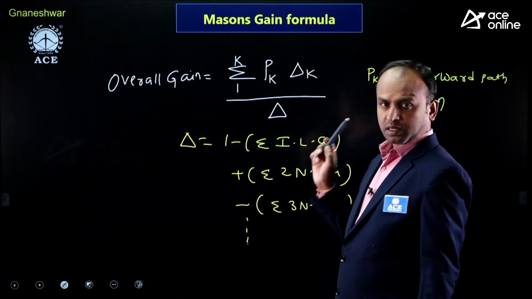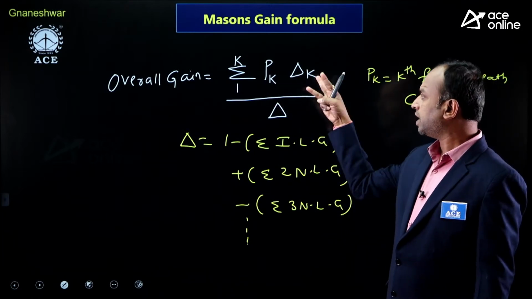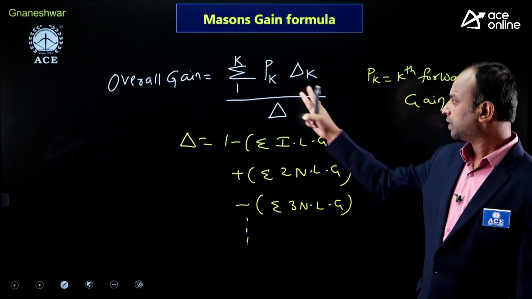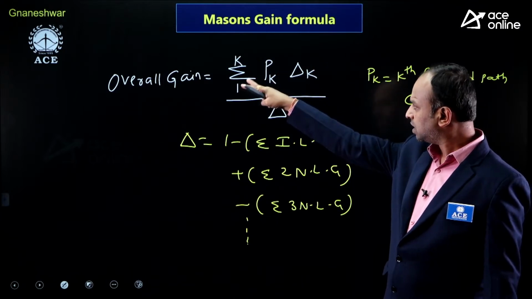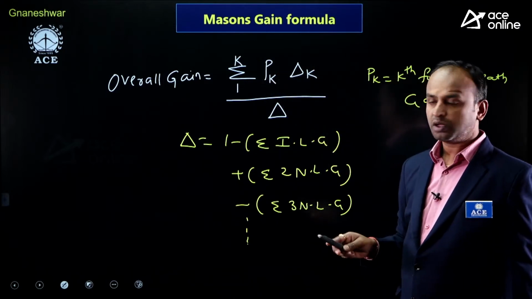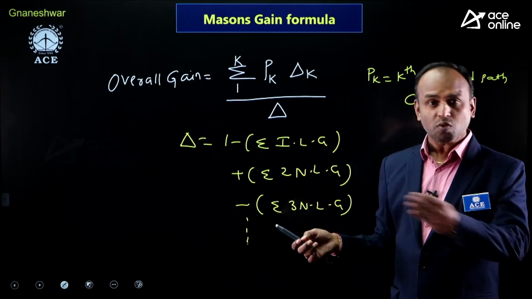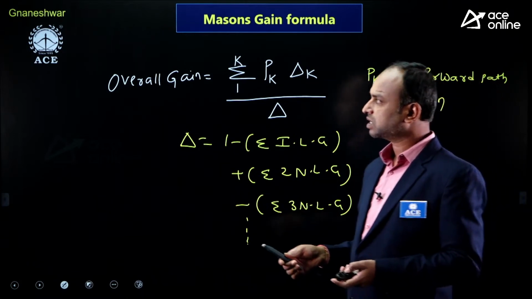K is the number of forward paths. Suppose k equal to 3, this formula is modified as P1 delta 1 plus P2 delta 2 plus P3 delta 3, upon delta. Once again, where k equal to 2, this formula is modified as P1 delta 1 plus P2 delta 2, upon delta. What is delta suffix k? It is the same as delta, removing the loops which are touching the corresponding forward path. That is Mason's gain formula.